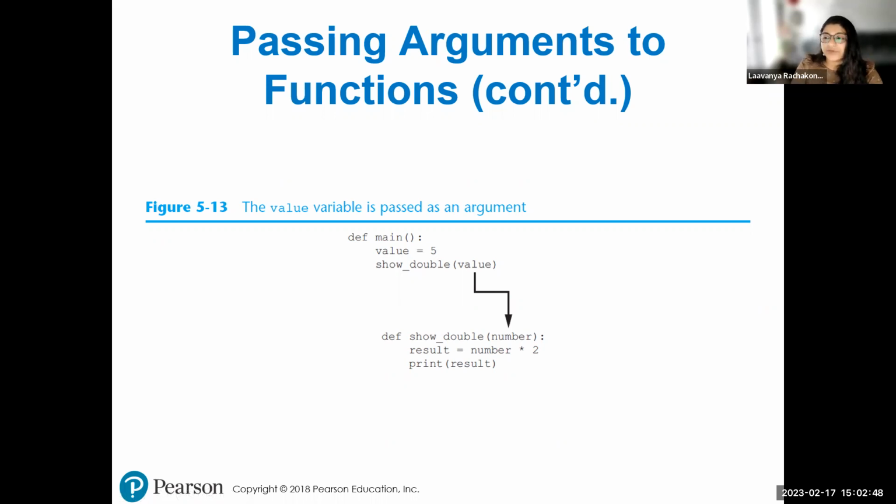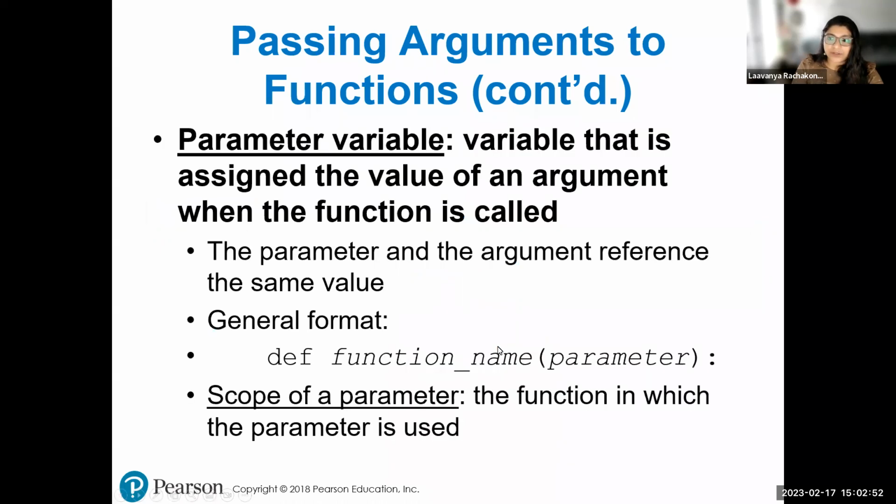As I have introduced the parameter variable in this example, let's talk about the parameter variable a little bit more. A variable that is assigned the value of an argument when the function is called is a parameter variable. So the parameter and the argument refer to the same value. From the previous example, number and value are equal to 5. They are referencing the same data.